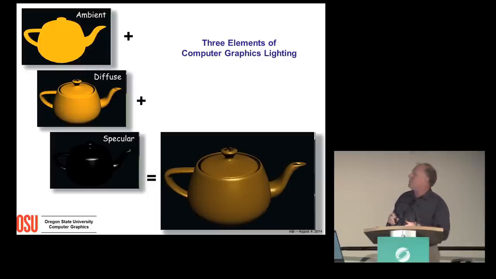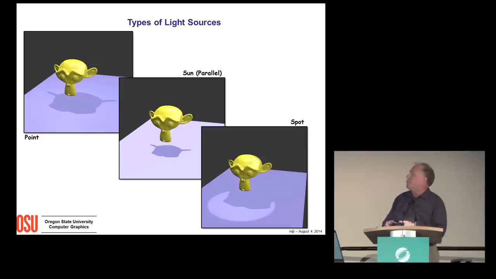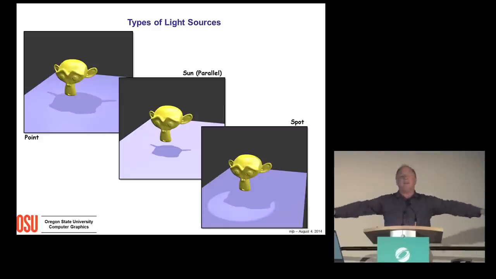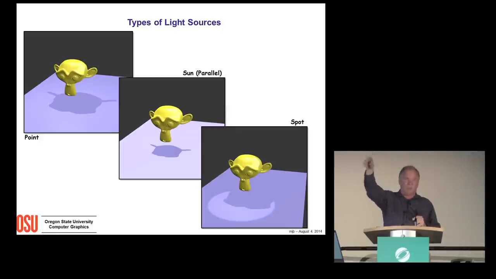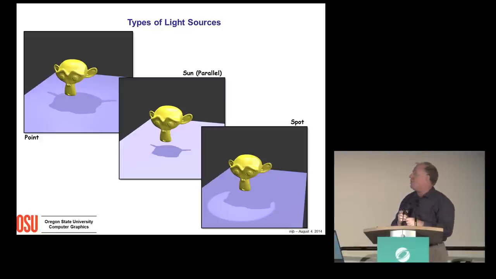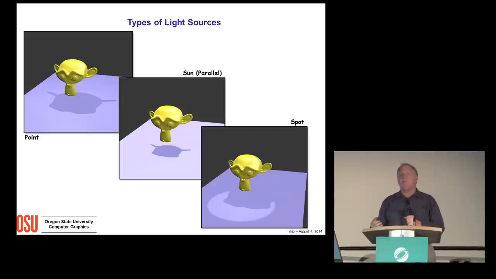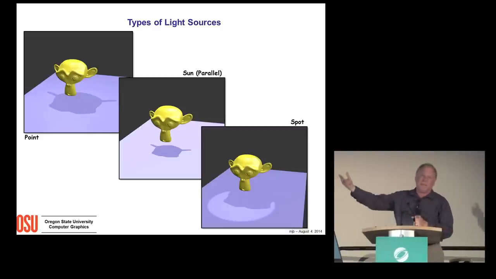You can have light sources in various types. There's a point light. Here, the point light is right up here, and like the name implies, its light is just spreading out from the point. If I held a light bulb in my hand, that's a point light. Light is spreading out from the light bulb. We can put in a parallel light. We consider the rays of the sun to be parallel, even though they're not, but 93 million miles away.